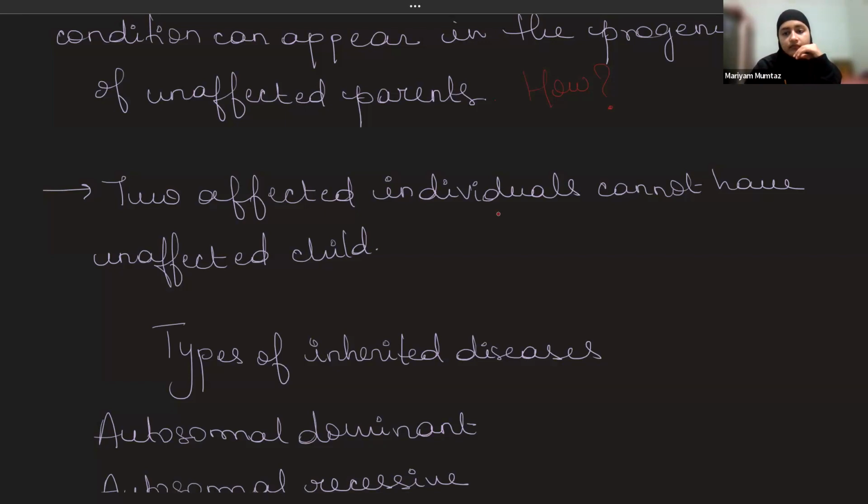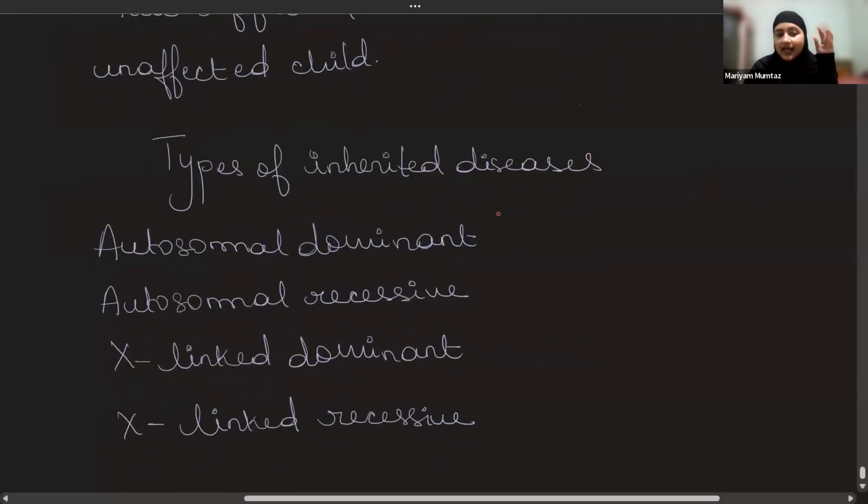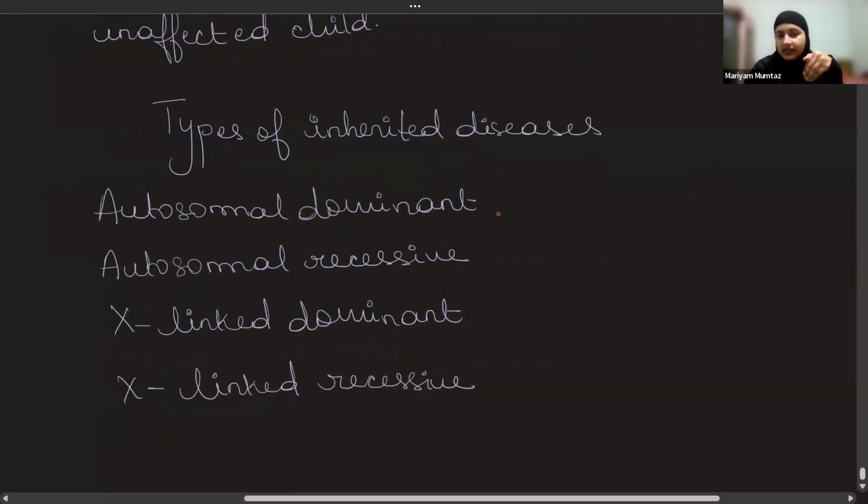Okay. Now talking about all the types of inherited disease. So these are the types. We have autosomal dominant disease, autosomal recessive, X-linked dominant, and X-linked recessive. Now you already know which ones are there, right? Because of that chart that I have given you.